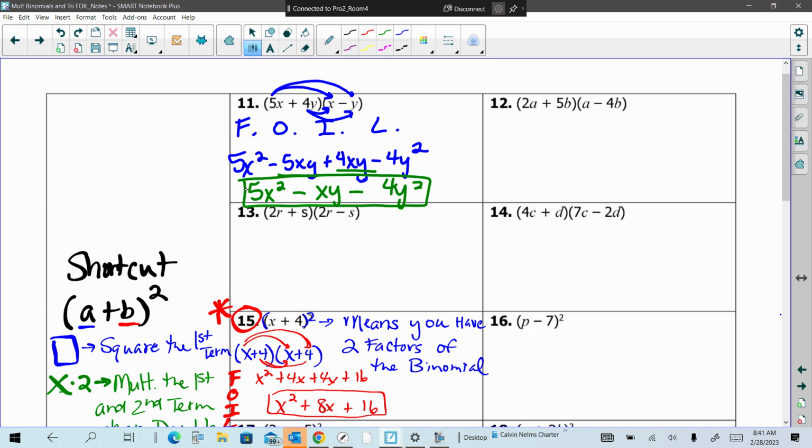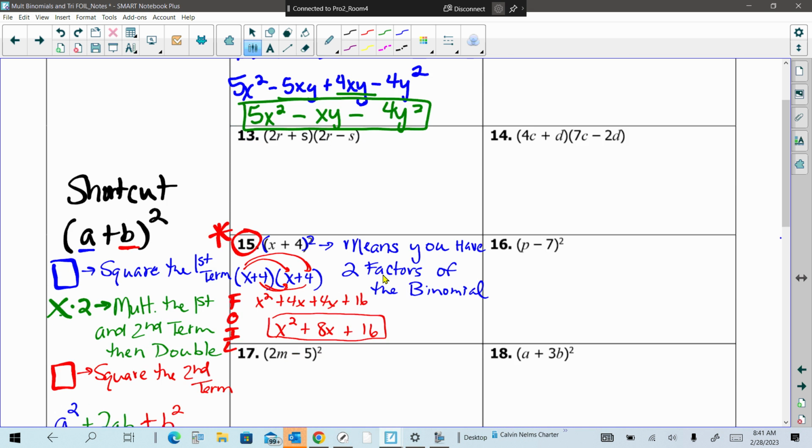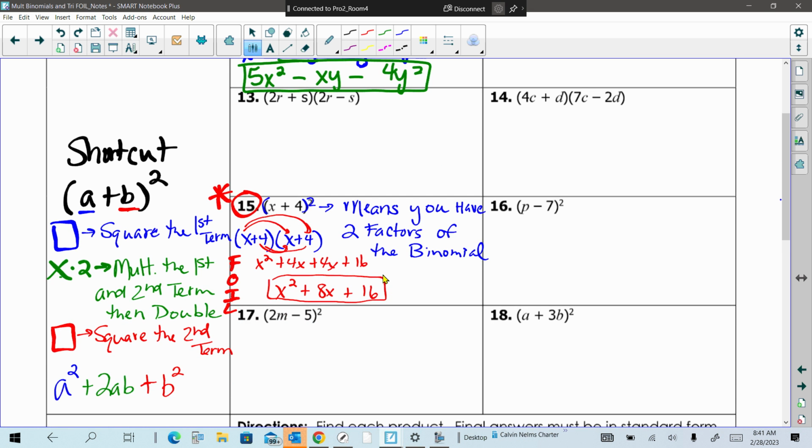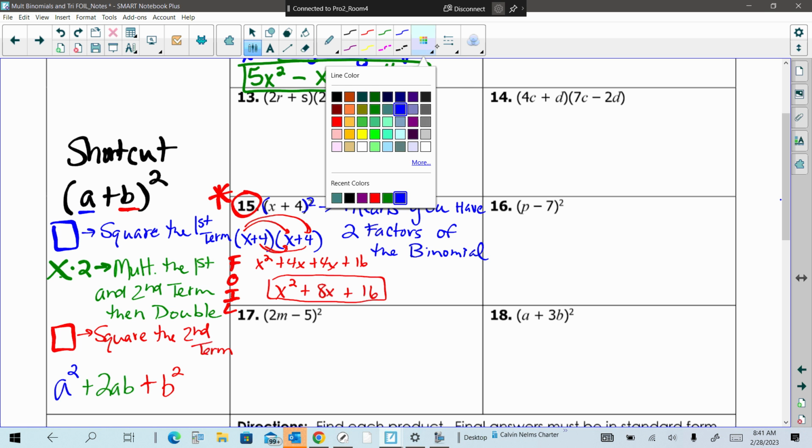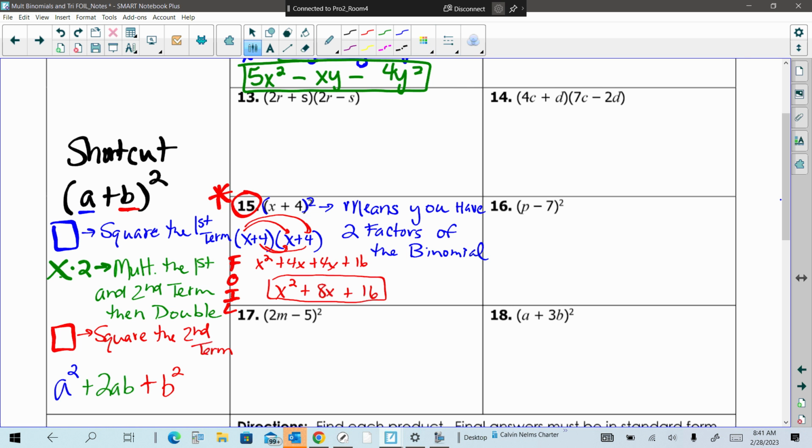Okay. So you can still do 11 through 14 using the FOIL method. Now, when you get to 15 through 18, you just got to understand what it means. Okay, and I'm going to review that with you. But I have some notes up here when you're ready to indicate what you have to do when I see a binomial with an exponent of 2. Okay, there is a shortcut that I'm going to show you and I'll do with you. But I want you to get to at least 15 for us to check in class, and we can do our second part.